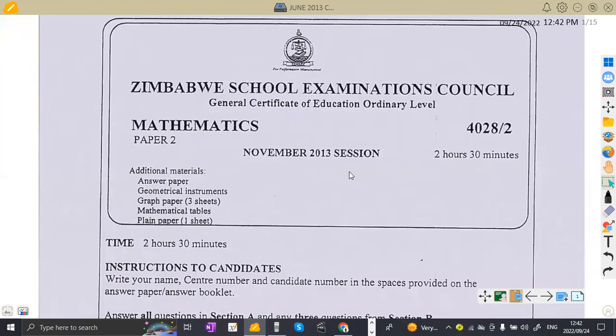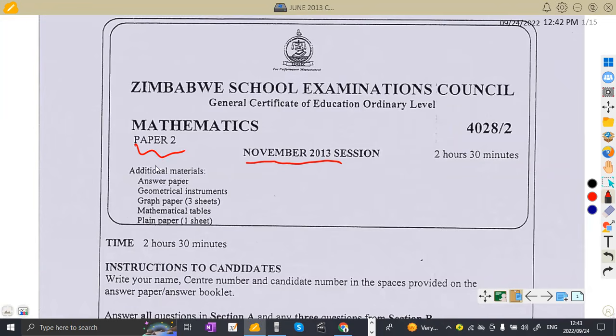Still working on O-level mathematics. In this platform, we shall be focusing on the question paper, which was actually written in November 2013, paper 2. So we shall quickly rush through this and see what you're having.